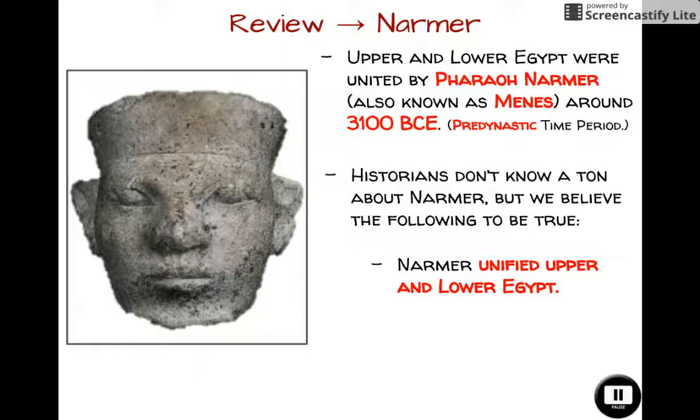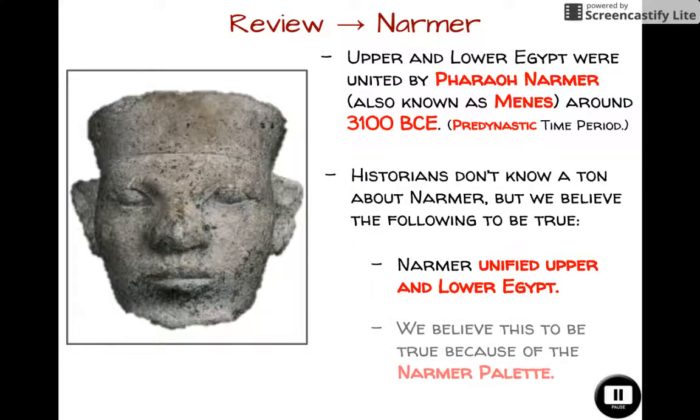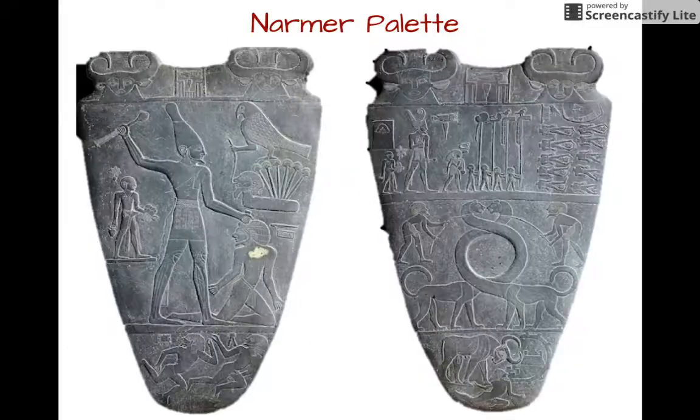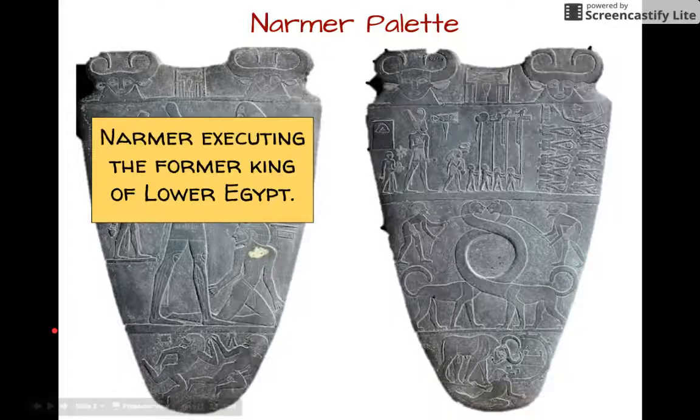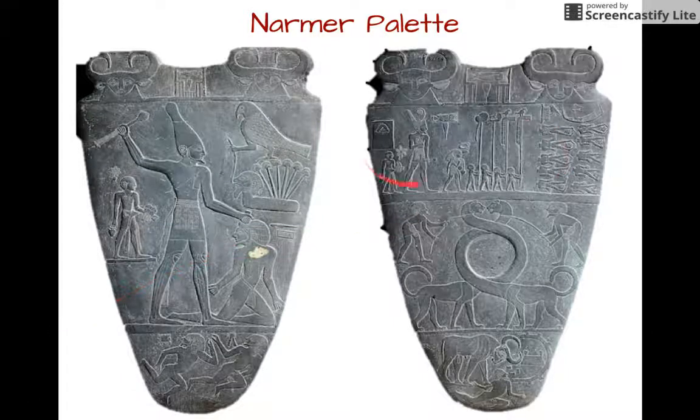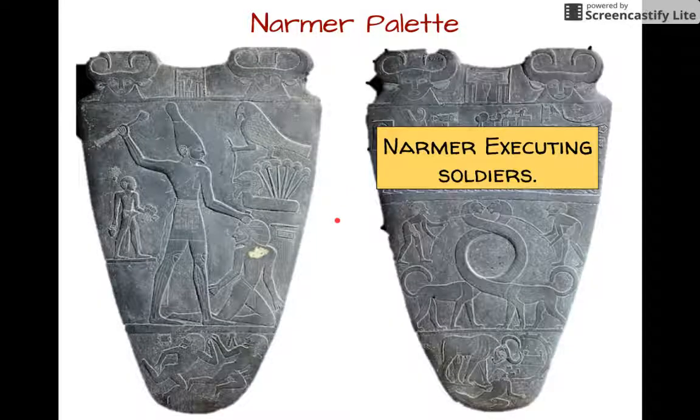Again, we believe he unified Upper and Lower Egypt, and we think he did this because we found an artifact that we today call the Narmer Palette. So in class, we looked at the Narmer Palette, and we looked at this very famous scene right here, and we said that looks like it's Narmer executing the former king of Lower Egypt. We talked about this scene over here, and it looks like it's Narmer's army executing soldiers from Lower Egypt.